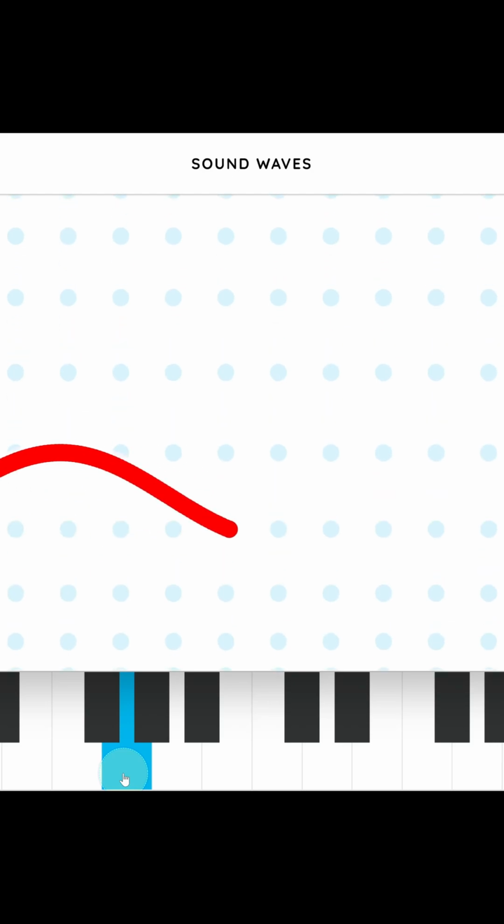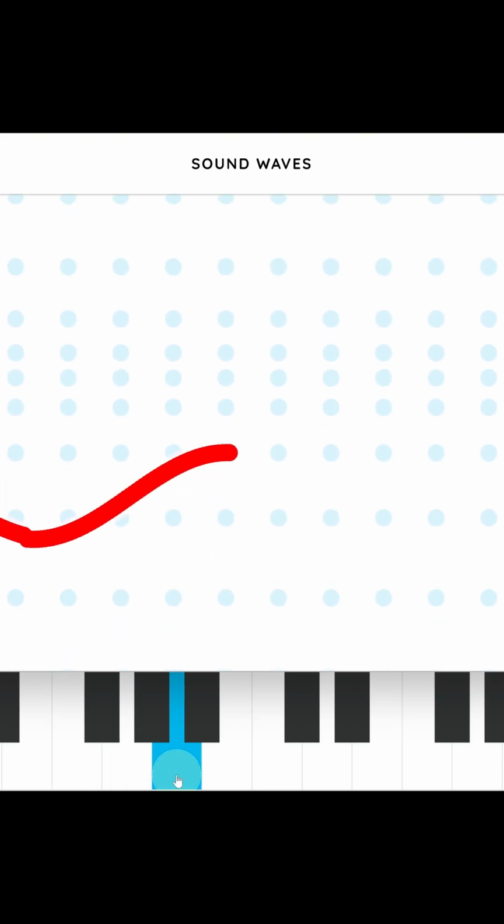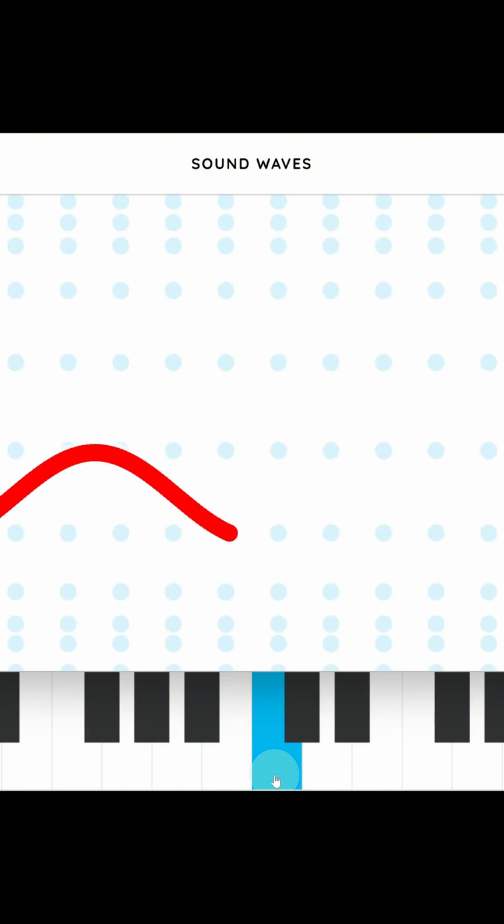Now, let's play a simple scale on the piano. You can see that each note creates a different vibration, meaning a different sound wave.